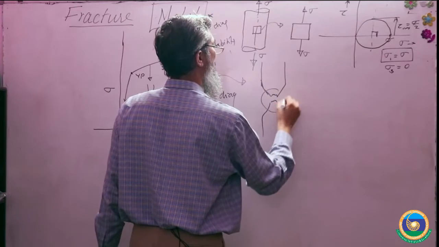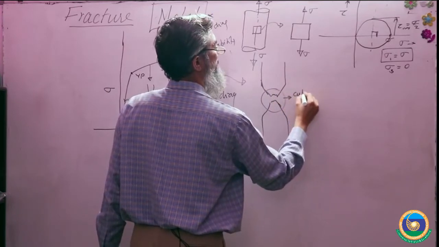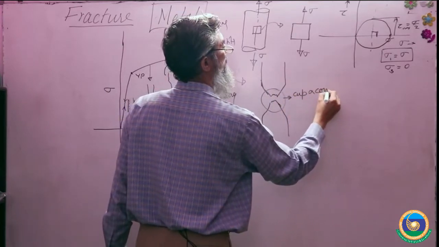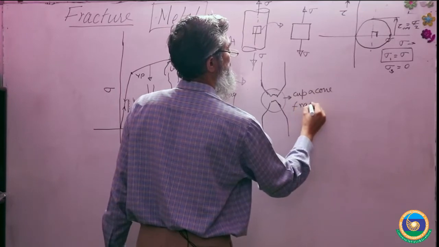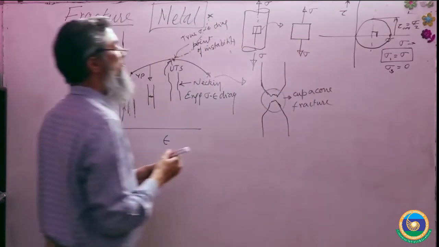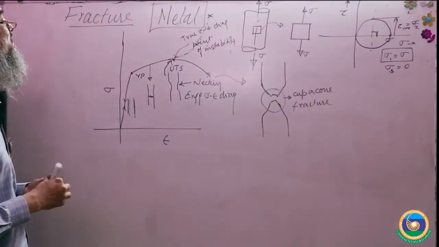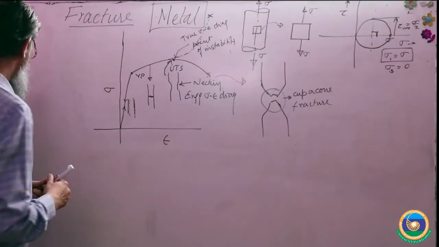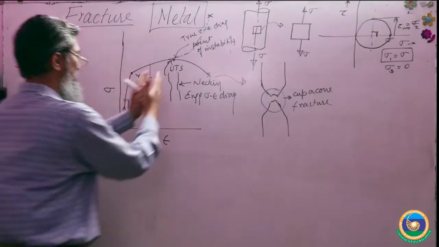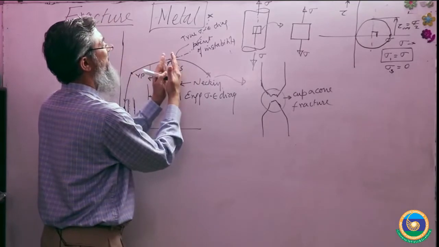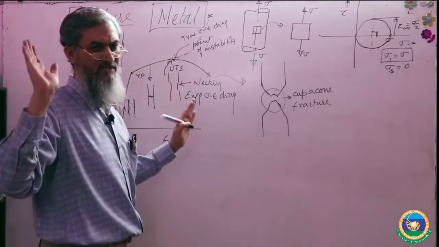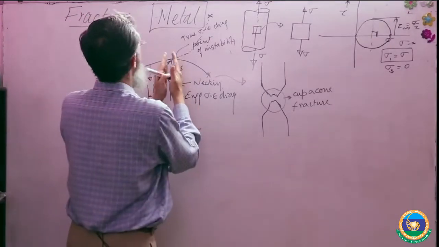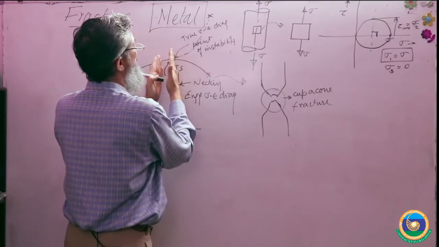This is called cup and cone fracture. Why does this happen? We'll study what exactly is happening after this instability. We all know what is happening. Deformation mechanism is a different chapter altogether. We are interested in fracture. So let us start from here to here.